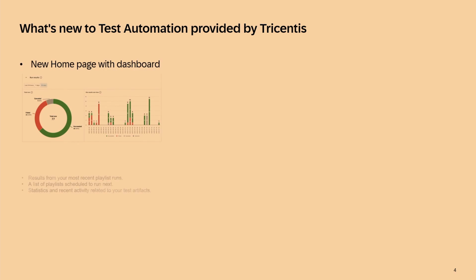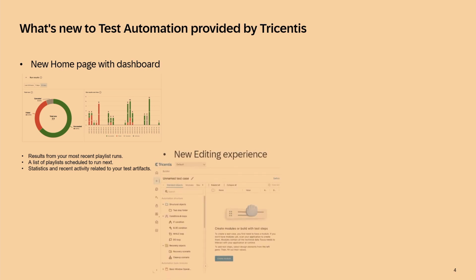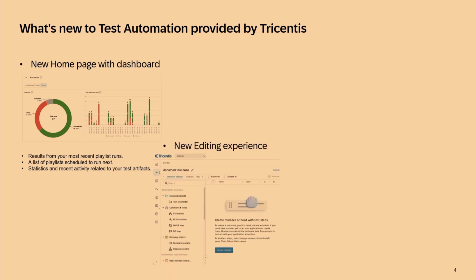So, starting with some news that has been provided by Tricentis for the test automation part. There is a new, very nice looking homepage with a dashboard providing the results from most of the recent playlist runs, as well as the schedules that are planned next, and all the statistics about recent activities related to your test artifacts.